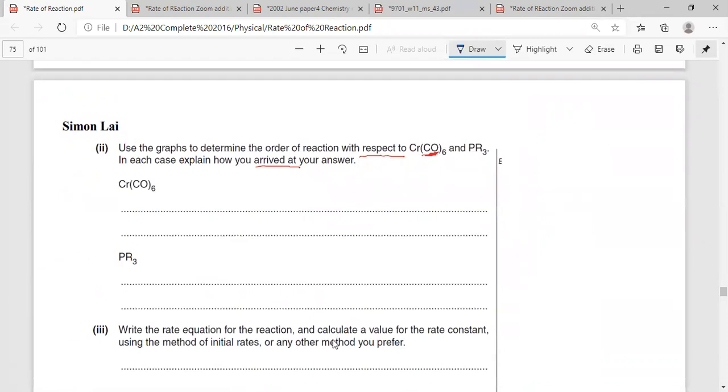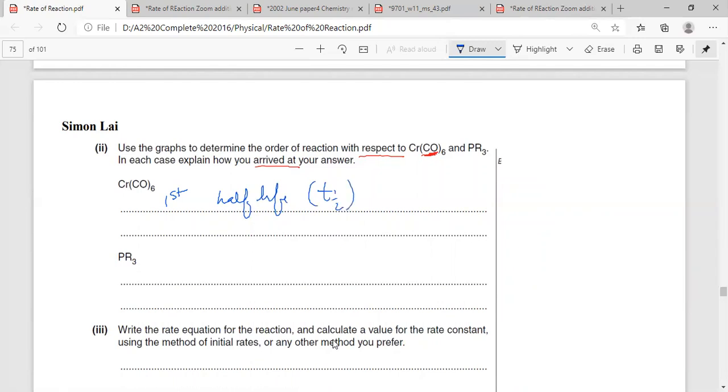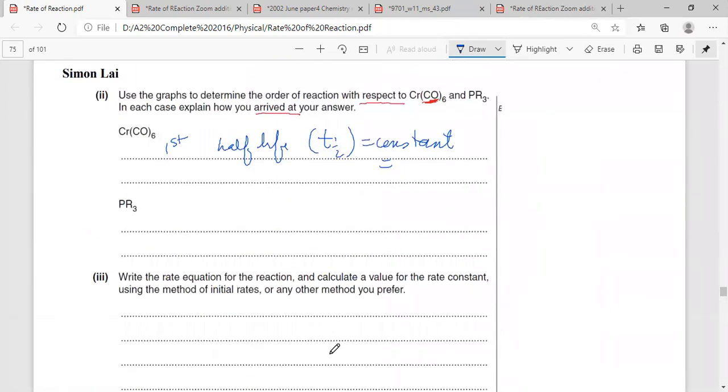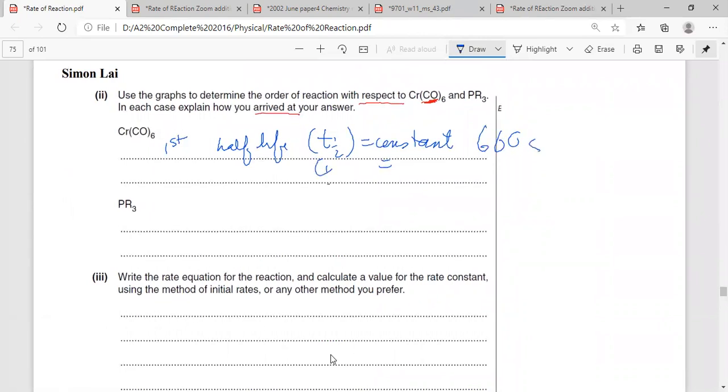So first order. Why? Half-life, or T half, is constant. You must tell how much it is. Prove it. Here, 660 seconds. Do the 1 and 2. The second one is zero order. First order, zero order.